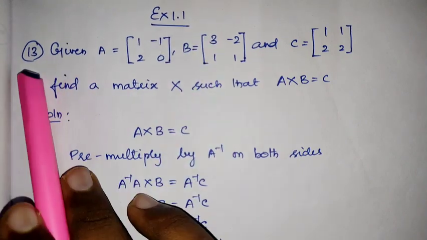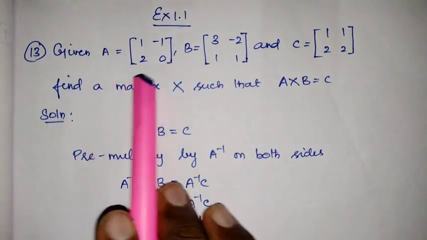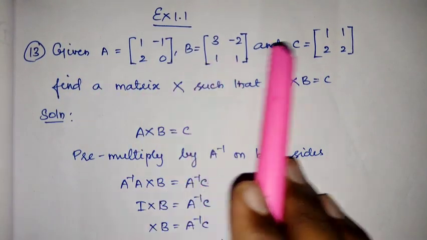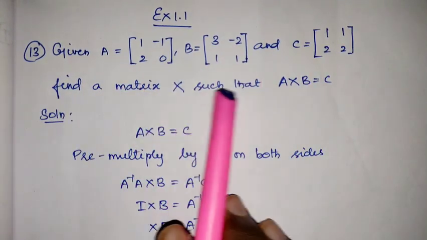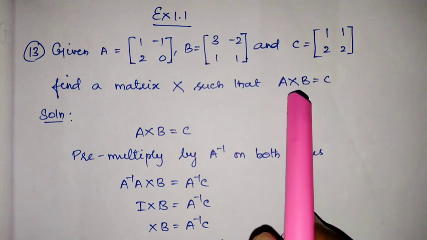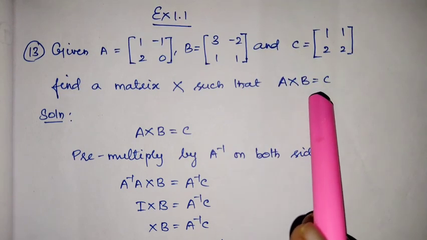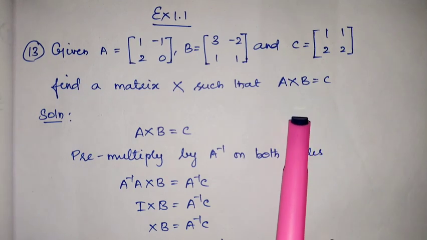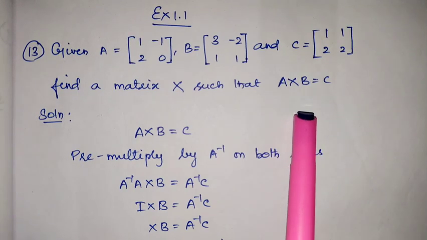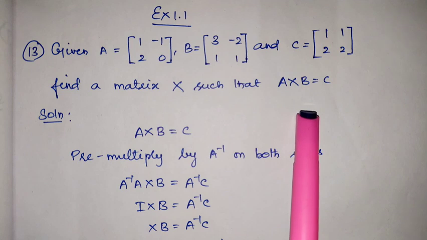Exercise 1.1, sum number 13. Given three matrices, A matrix, B matrix, C matrix, 2 by 2 matrices. Find a matrix X such that A matrix into X matrix into B matrix is equal to C. You are supposed not to change this order, it is very important. So here also we are going to use the same note. What is A inverse into A is equal to A into A inverse, which is equal to what?